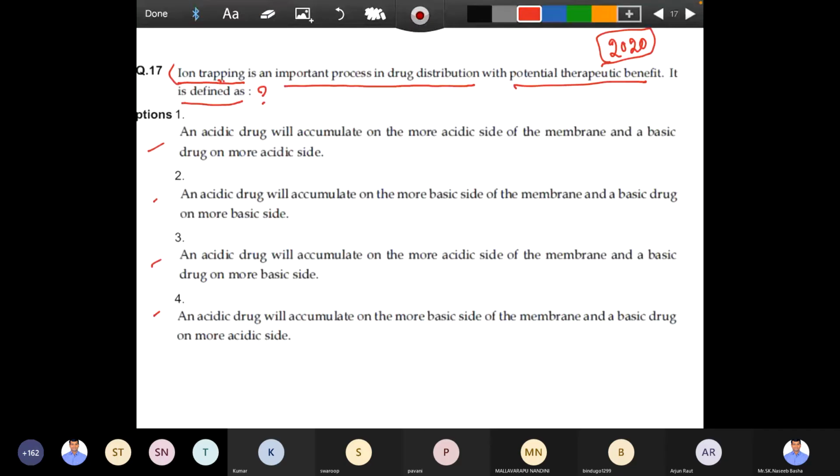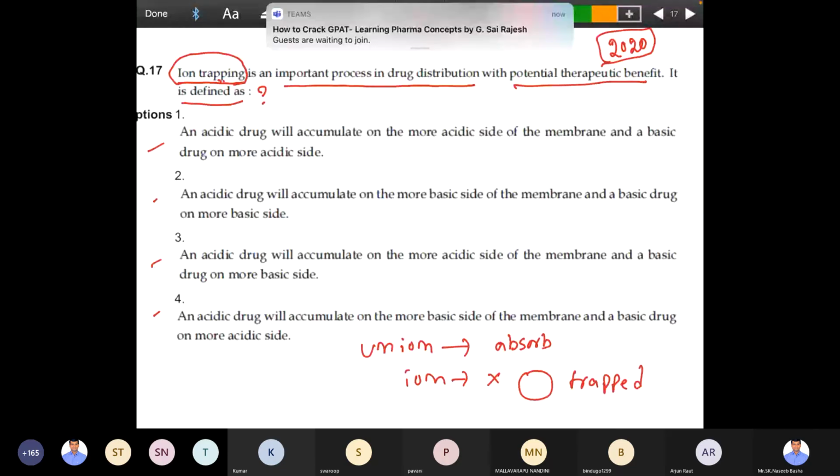Before answering that, you need to understand what is ion trapping. Ions are trapped. What does it mean? The general principle is that unionized molecules will get absorbed because the biological membrane is made up of lipid bilayer. So unionized molecules will get absorbed, whereas ions will not get absorbed. They will stay wherever they are. That is what is meant by trapped. They will be trapped in a particular biological fluid if they generate ions. That is what is meant by ion trapping.